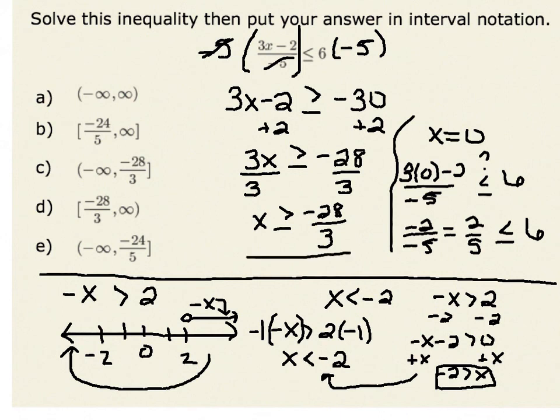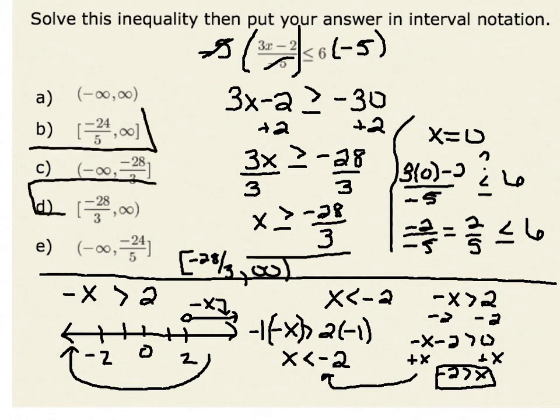Therefore, my last step is to take my answer, x being greater than or equal to negative 28 thirds, and write that in interval notation. Since I'm looking at x being greater than or equal to negative 28 thirds, we know that we would start with a bracket at negative 28 thirds and then go to infinity. Giving us D as our answer.